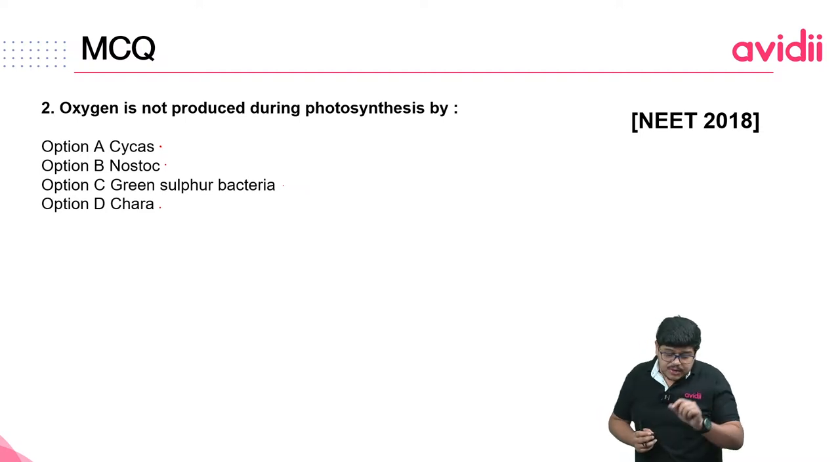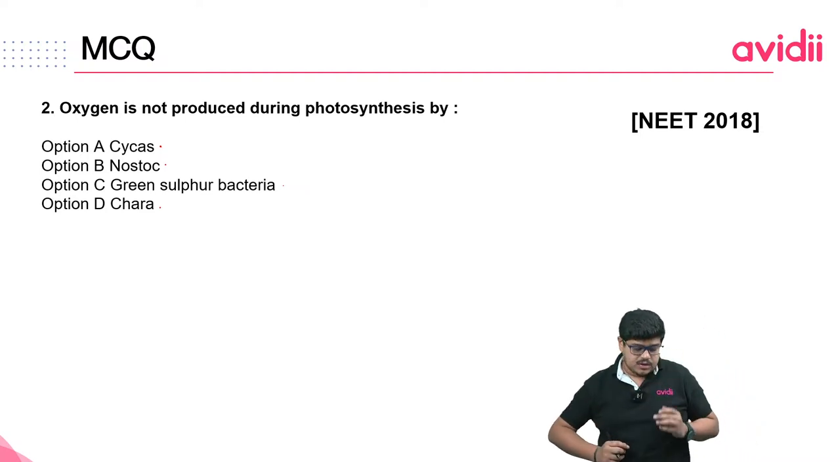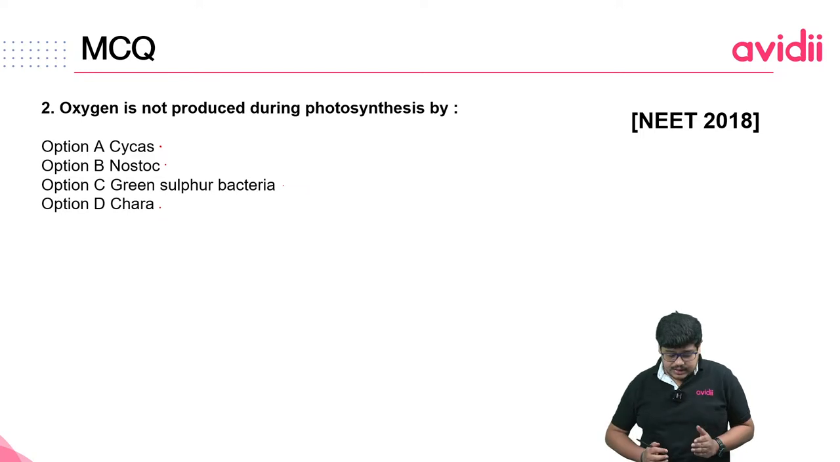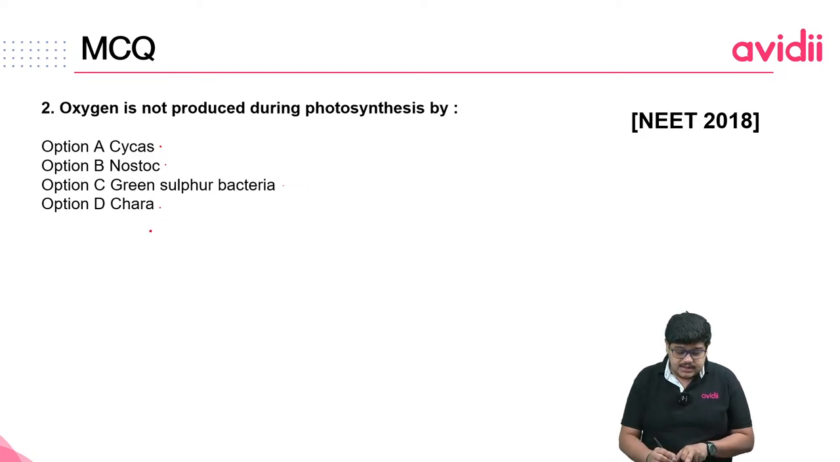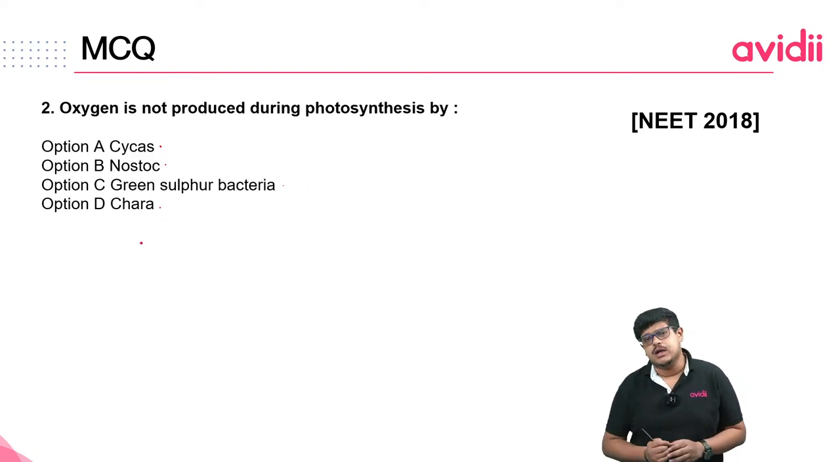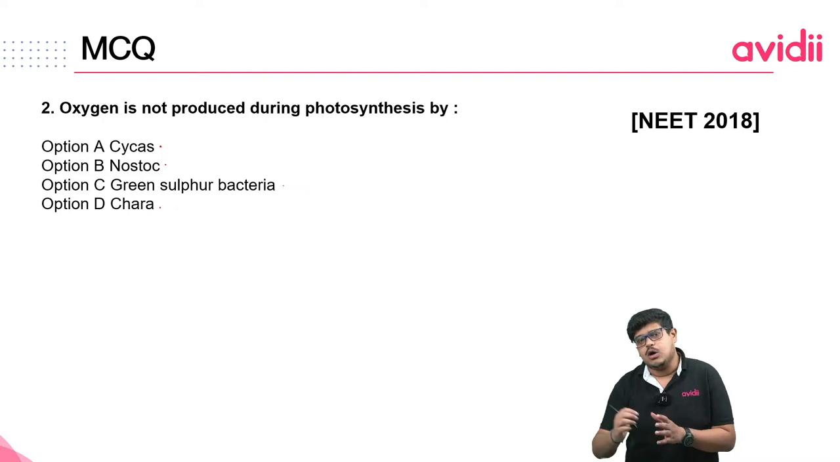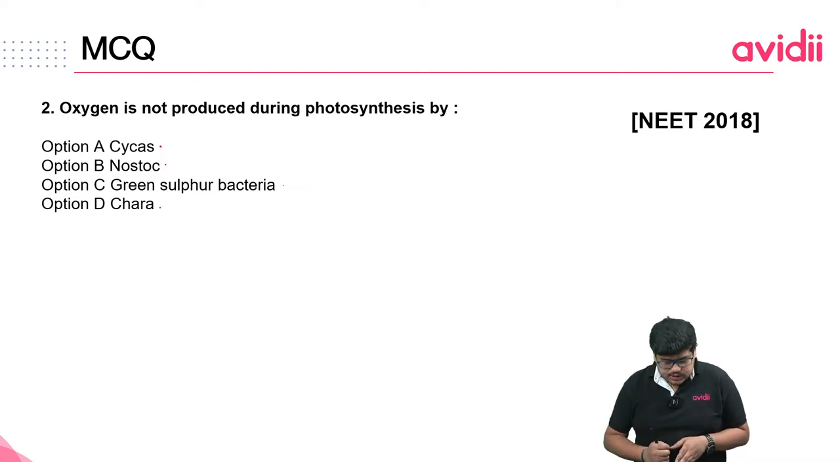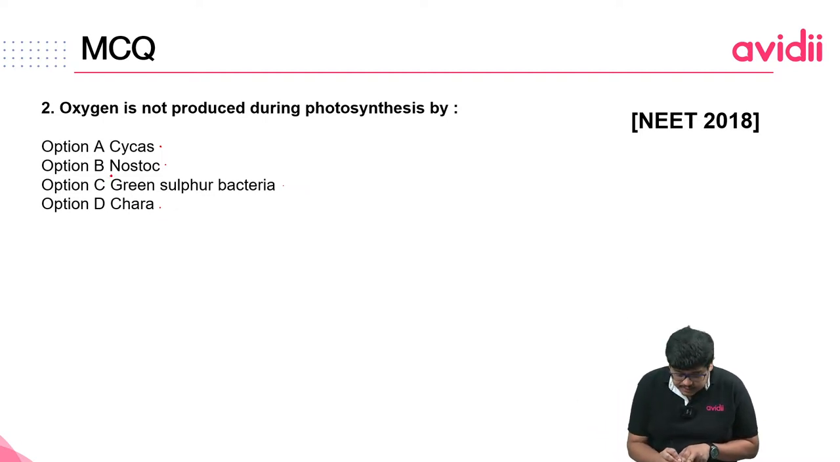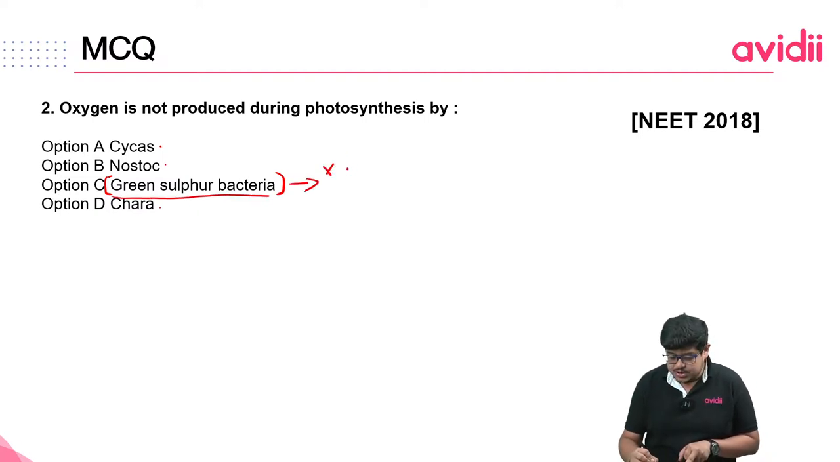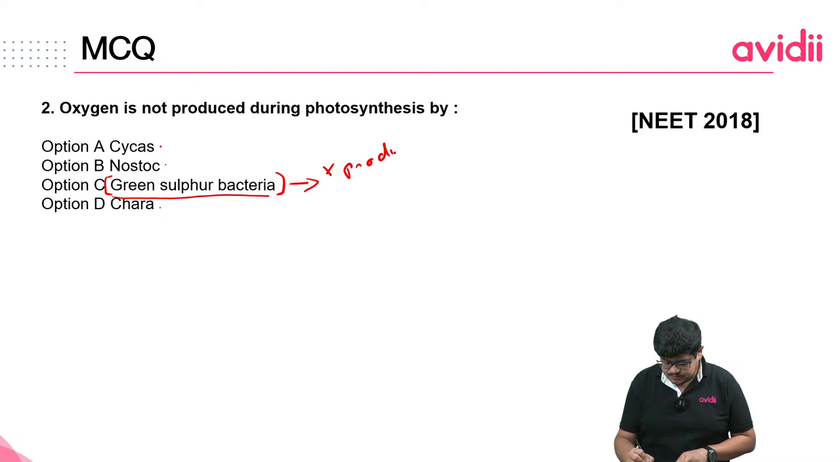ओके, नाउ कमिंग टू ऑक्सीजन इज नॉट प्रोड्यूस्ड ड्यूरिंग फोटोसिंथेसिस बाय. अगर हम लोग देखें यहाँ पे, वी कैन ग्रुप लाइक साइकस, नॉस्टॉक और चारा, वी कैन ग्रुप इट इनटू फॉर्मेशन और प्रोडक्शन ऑफ द ऑक्सीजन. बट इन केस ऑफ द ग्रीन सल्फर बैक्टीरिया, ये जो है ना ग्रीन सल्फर बैक्टीरिया, दिस वोंट बी अलाउइंग द प्रोडक्शन ऑफ oxygen. Why? What is the reason?